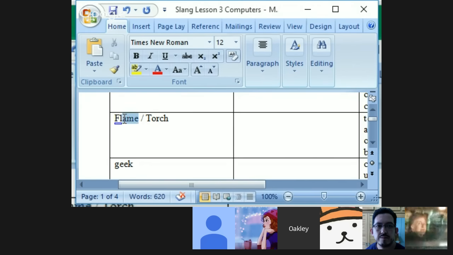Flame has another slang meaning though, outside, not related to computers. Salwa, do you have an old flame? You know what an old flame would be? Often? No. Okay. An old, usually with the adjective old.